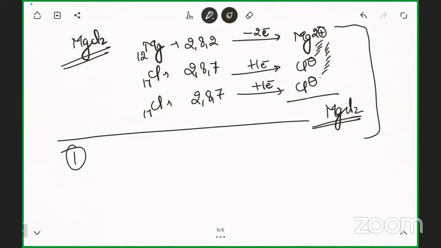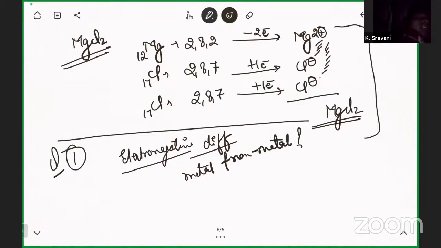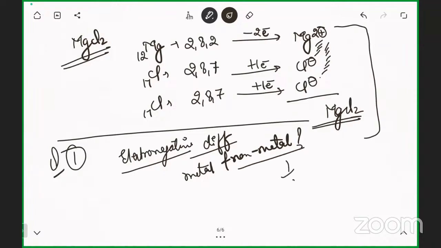First question is just a basic question. Is there an electronegativity difference between the metal and non-metal? Yes, sir. Which one is more electronegative? Chlorine. Why? Because chlorine is a non-metal, and I was taking the example of chlorine.